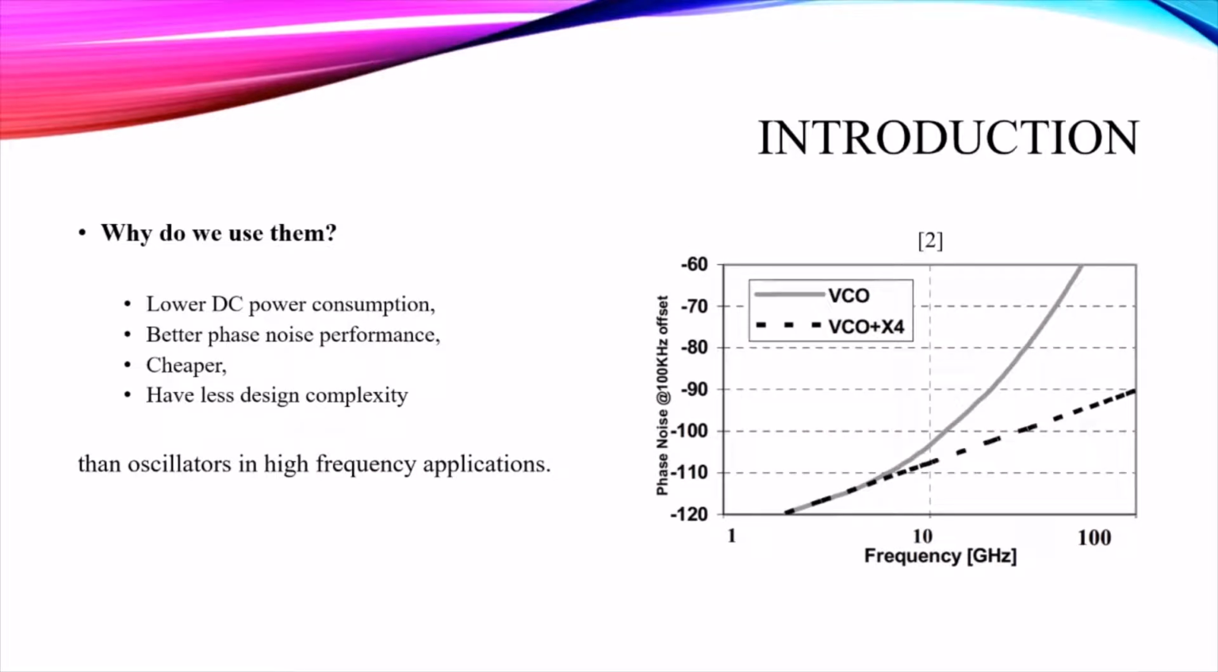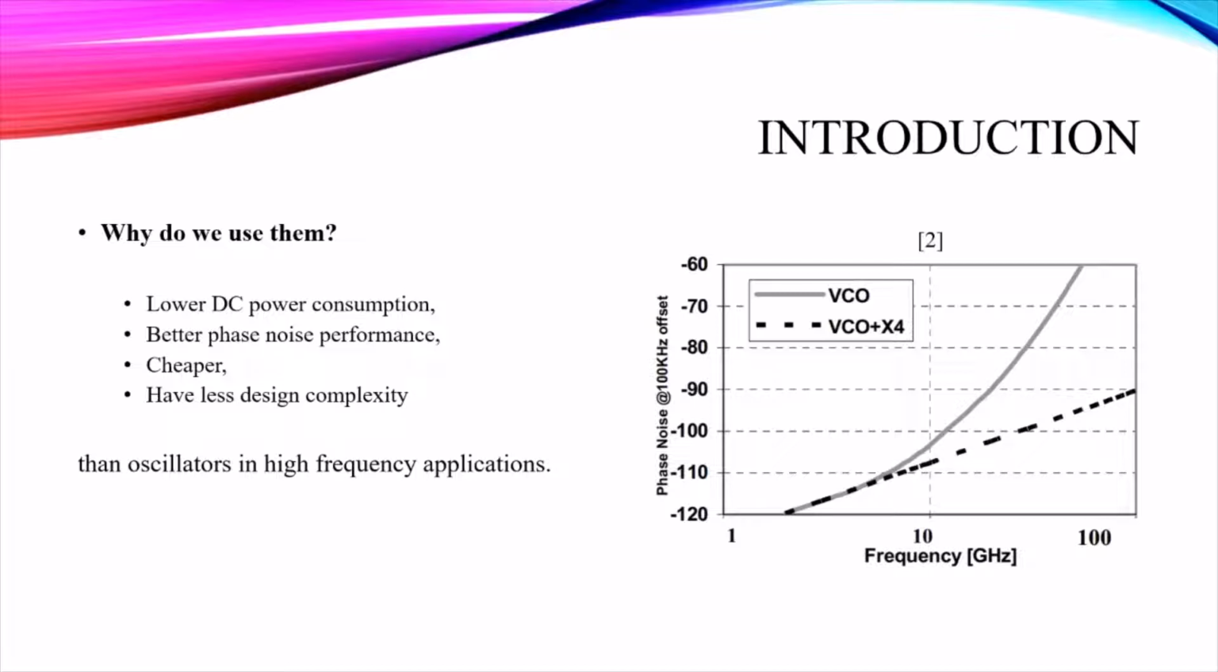Why do we use them? What are their advantages? In high frequency applications, frequency multipliers have advantages over oscillators in terms of DC power consumption, phase noise degradation, circuit complexity, and cost. All practical oscillators inherently possess an amplitude limiting mechanism. Because amplitude fluctuations are usually greatly attenuated as a result, phase noise generally dominates in these systems. As can be seen in the figure, a frequency quadrupler cascaded with a VCO starts to perform better than a VCO itself in terms of phase noise performance.